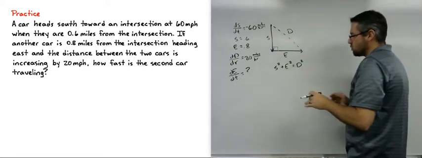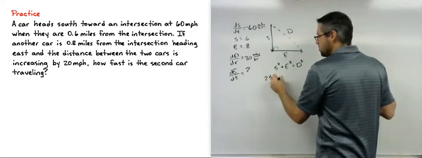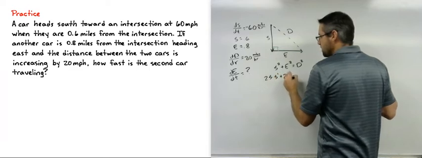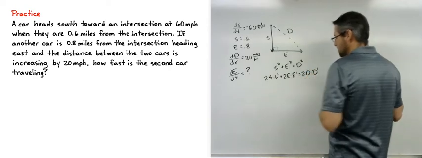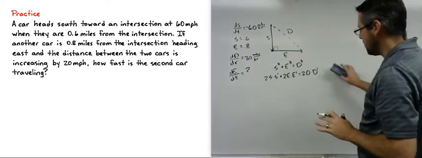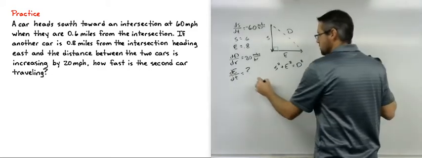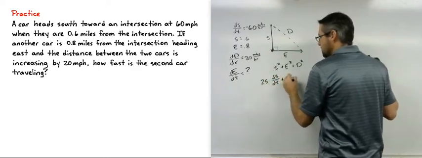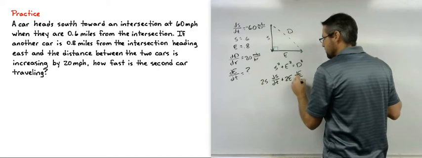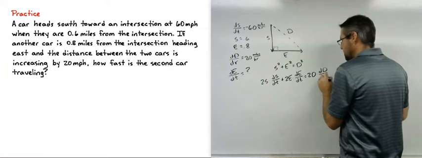Now we need to take the derivative with respect to time. So we would say 2s times s prime plus 2e times e prime equals 2d times d prime. Okay, and I don't want to mix up my notation, so I'm going to go ahead and change this to Leibniz notation. So 2s times ds/dt plus 2e times de/dt equals 2d times dD/dt.